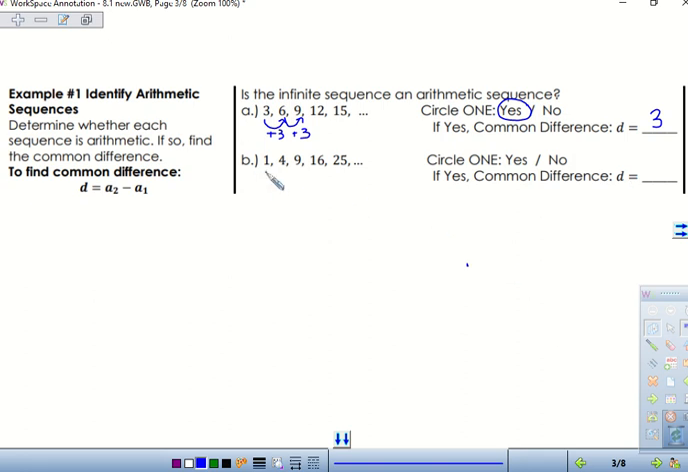Alright, and what about the next one? What do we go up from 1 to 4? And then this one? So we've got a problem. Is this arithmetic? No. So we cannot find a common difference if it's not arithmetic. That's part of the rule. Any questions about that?